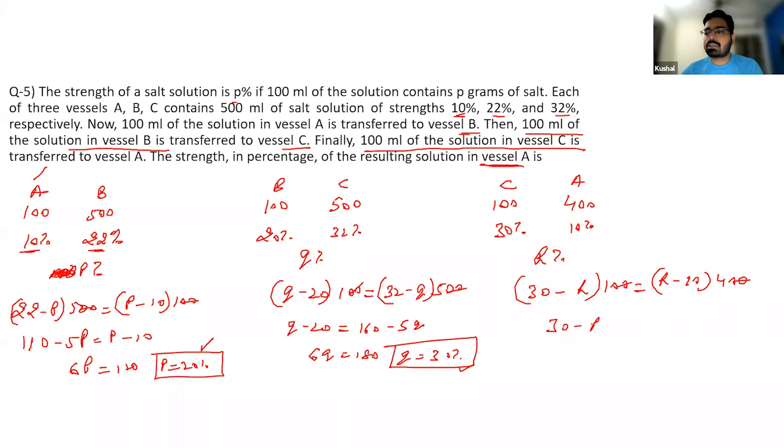We'll get 30 minus of R is equals to 4R minus of 40. So 70 equals to 5R. R should be equals to 14%. So finally, in the beaker A, you will have 14% strength, right?